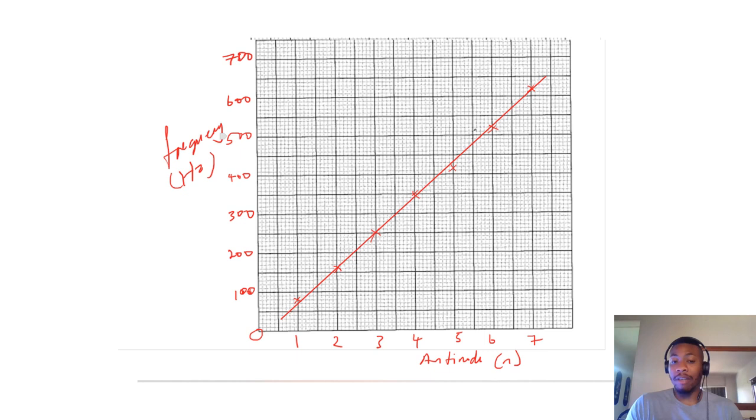So make sure your graph plotting skills are up to date. So this would have been my graph. Yeah, as I said before, I should have tried to make it pass through the zero mark.